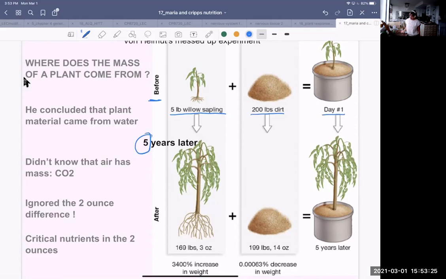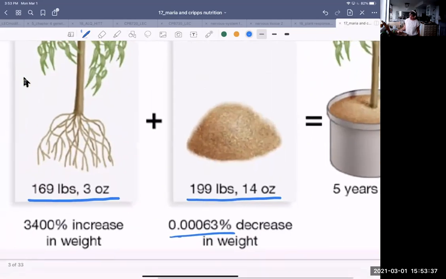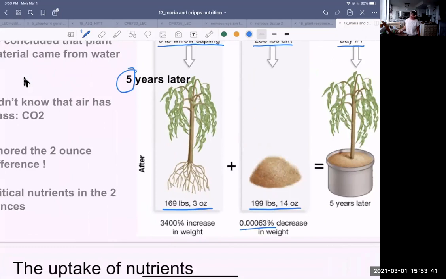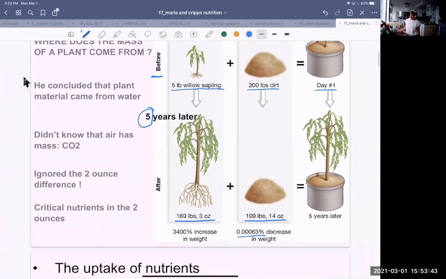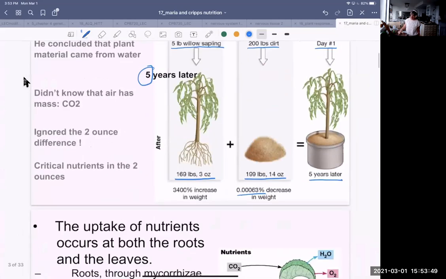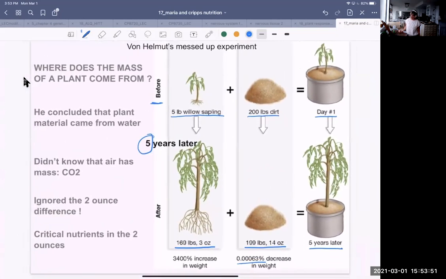So what happened? 5 years later, the plant is 169 pounds and 3 ounces. The dirt is 199 pounds, 14 ounces, a 0.00063 decrease in weight. Very small decrease, really. A 3,400% increase in weight of the plant. So quite an increase in weight. Where did it come from?